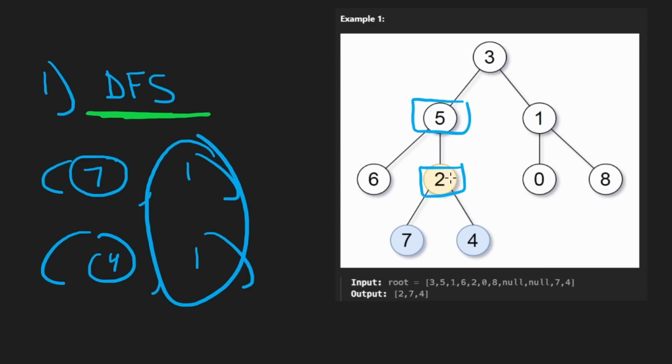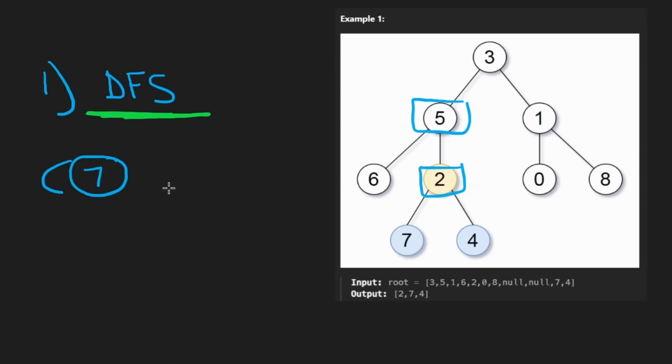Fantastic. So I'm going to say that this is the lowest common ancestor. I'm going to return now to my parent, the node 2, and the height of the left subtree and right subtree was both 1. So I'm going to add 1 to that and say, okay, my height is now 2.